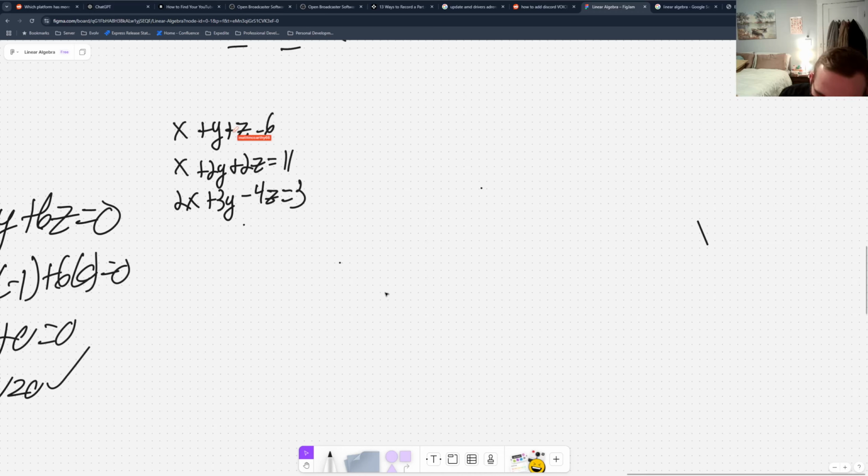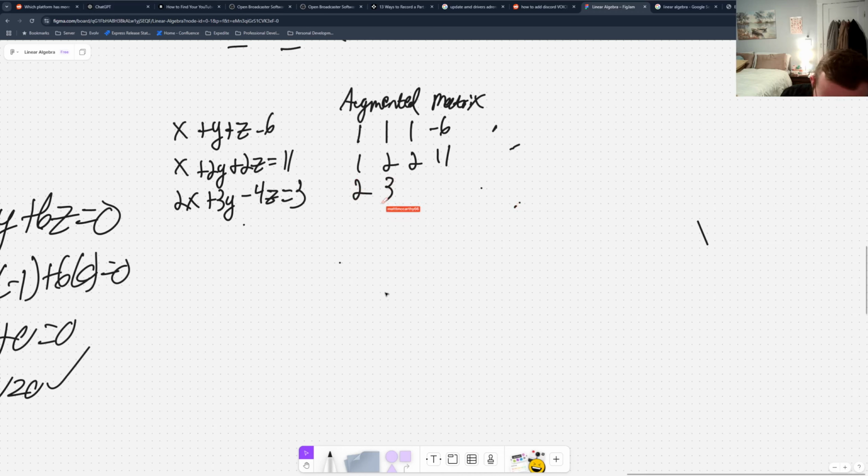I'm not 100% sure. So let's start with writing the augmented matrix. So what would that be? So row 1, we'd want to go 1, 1, 1, 6. Yep. Row 2, 1, 2, 2, 11. Yep. Is that an 11? Okay. Yeah, it's 11. And then row 3, 2, 3, -4, 3. That's right.